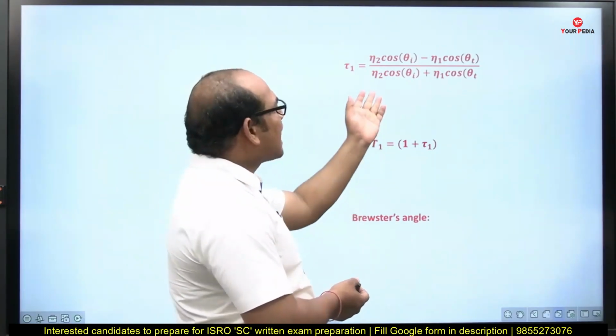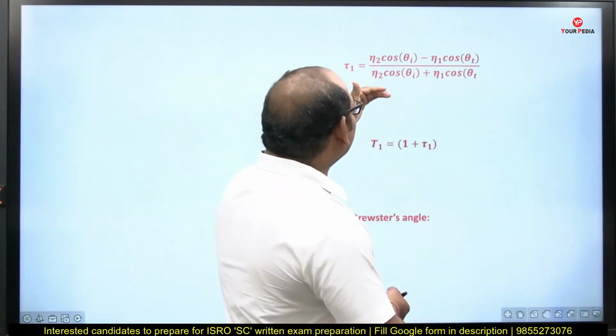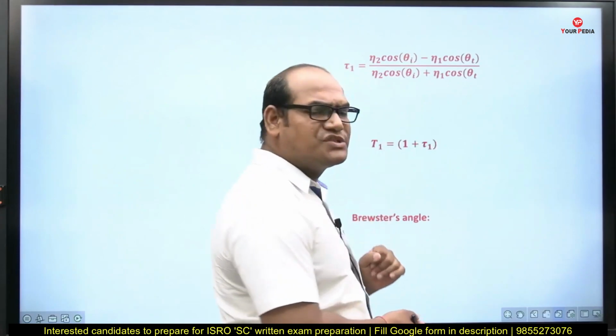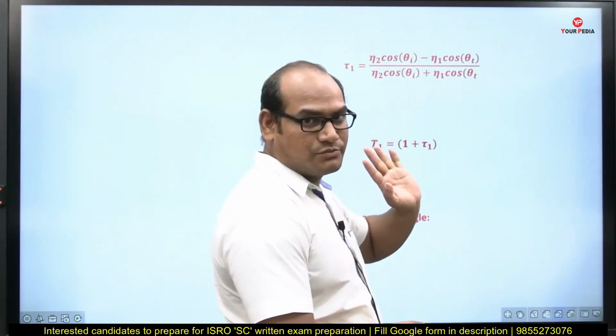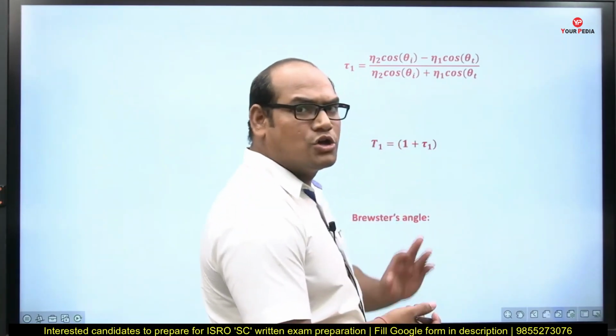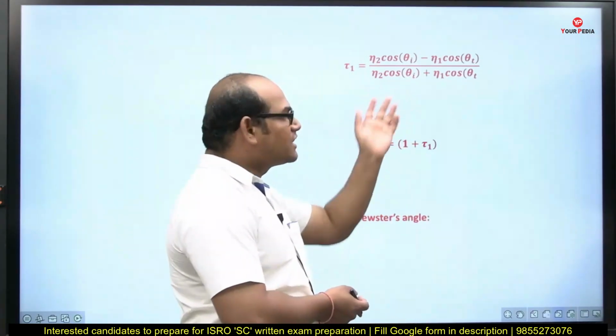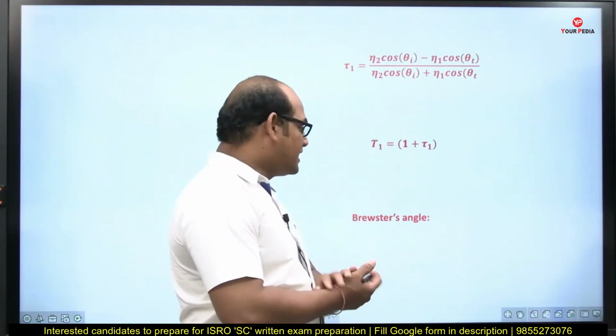So as I said, in order to get the equation for this reflection coefficient for the normal incidence, what we need to take? Theta i is 0, theta r is 0, and theta t is 0. Anyhow here theta r is not there, so if you substitute zeros, cos 0 is 1, so you will get only eta 2 minus eta 1 by eta 2 plus eta 1.